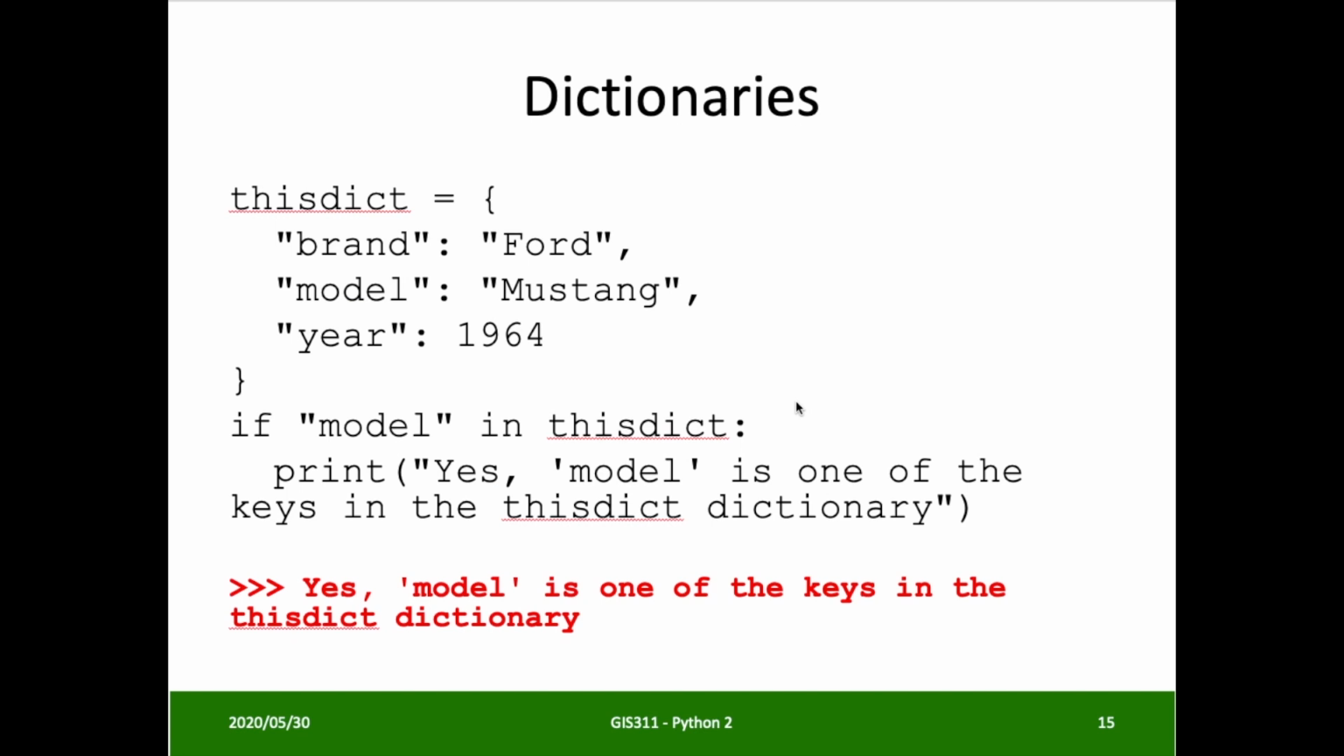If model is in this case, we check if the key model is present in the dictionary. If it is, we print out that model is in this dictionary.